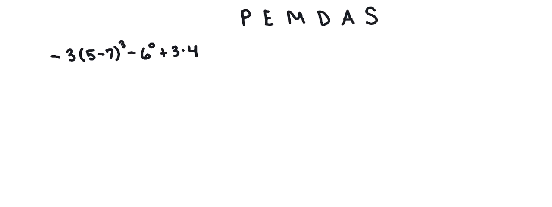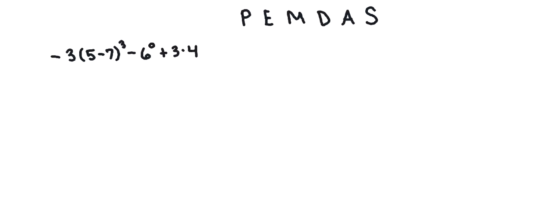-3 times the quantity 5 minus 7 cubed minus 6 raised to the 0 plus 3 times 4. Now that we've read the problem, we're going to go over here to PEMDAS and we're going to follow our order of operation rules to come up with our answer.